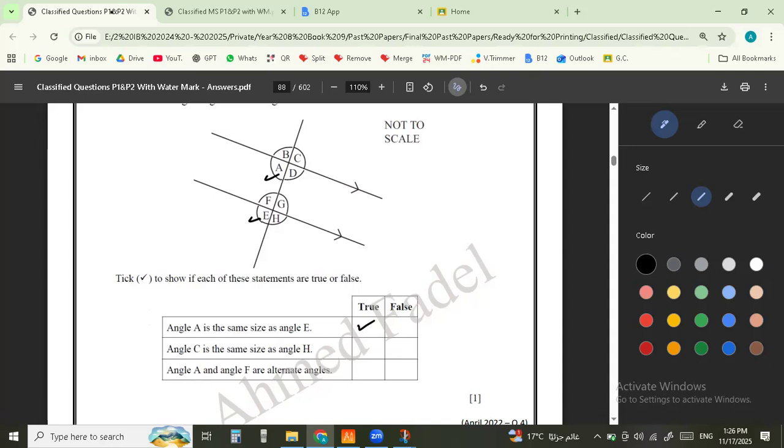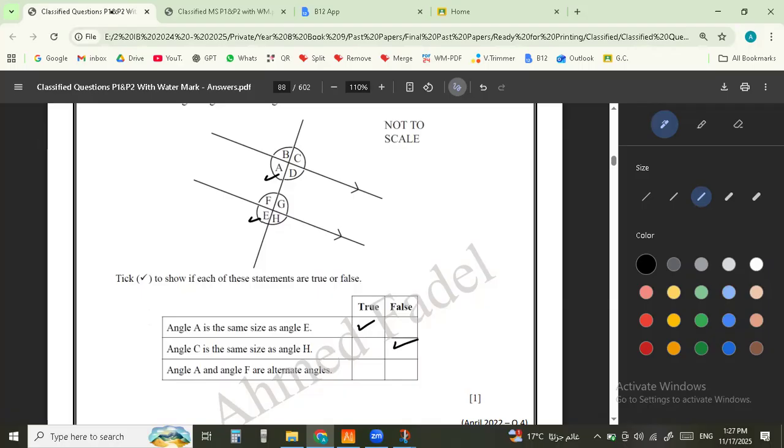C and H, are they equal? Angle C and angle H, are they equal? Well, I know that C and G are equal. Yes, because they are corresponding, C and G. But are C and H equal? No, they are not.